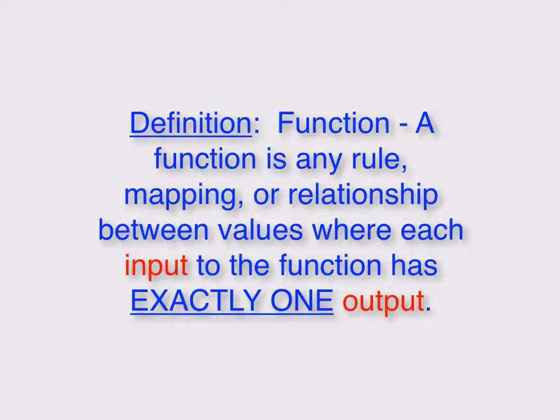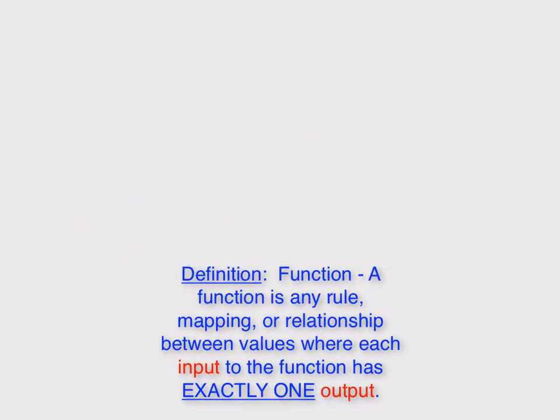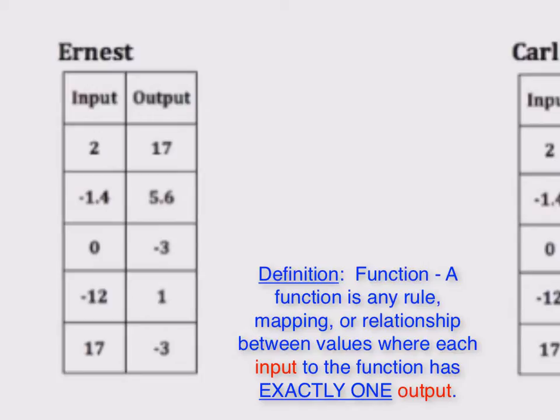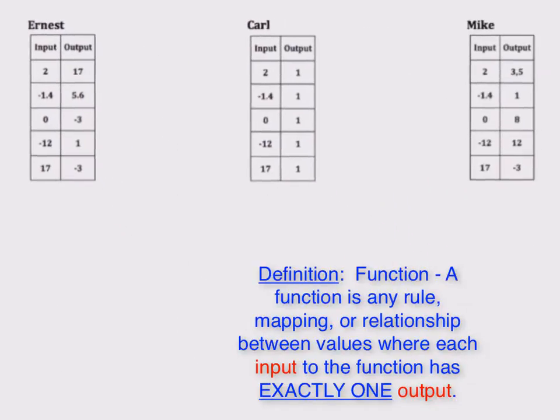So let's look at three examples of relations represented by tables of values, which I have named Ernest, Carl, and Mike. Alright, let's take a second or two to look at these three and determine whether or not they're functions. Starting with Ernest. Let's see, is there ever a time when one input has more than one output? That doesn't seem to happen at all, so we'll say that yes, Ernest is a function.